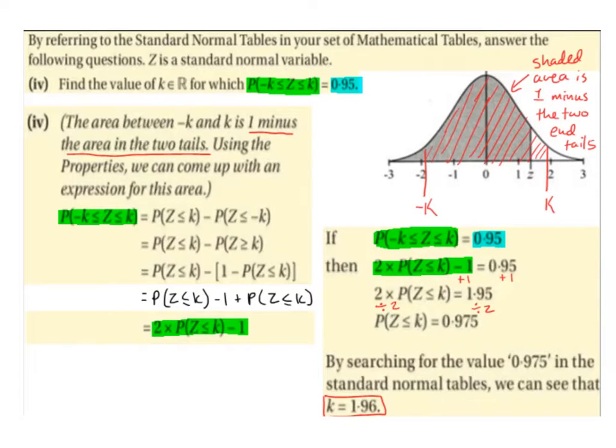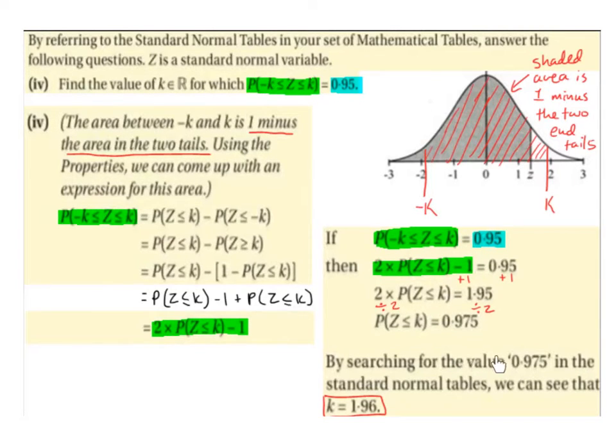First of all, we're going to get rid of the minus 1. We're going to add 1 to both sides. So we get 1.95 on the right. Then we have to get rid of the 2, so we're going to divide by 2 on both sides. 1.95 divided by 2 is 0.975. So we have the probability that Z is less than or equal to k is equal to 0.975.